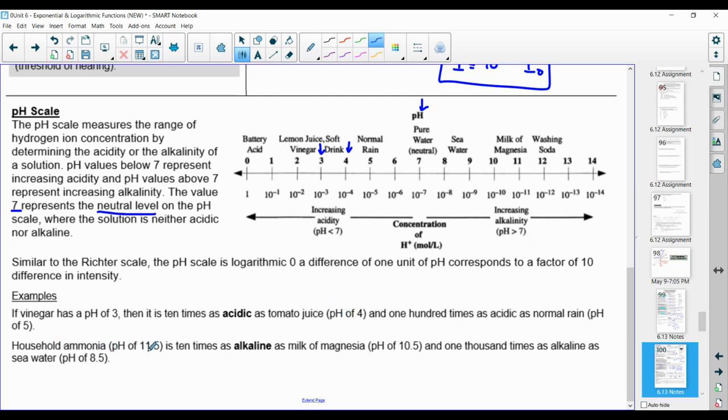Household ammonia at a pH of 11.5 is 10 times as alkaline as milk of magnesia, which is a pH of 10.5. So notice as we get bigger with our numbers, we become more alkaline. So 11.5 is bigger than 10.5, so it's more alkaline. Or we could say that milk of magnesia is 10 times more acidic than household ammonia. Or we could say that milk of magnesia is 1 over 10 times as alkaline.